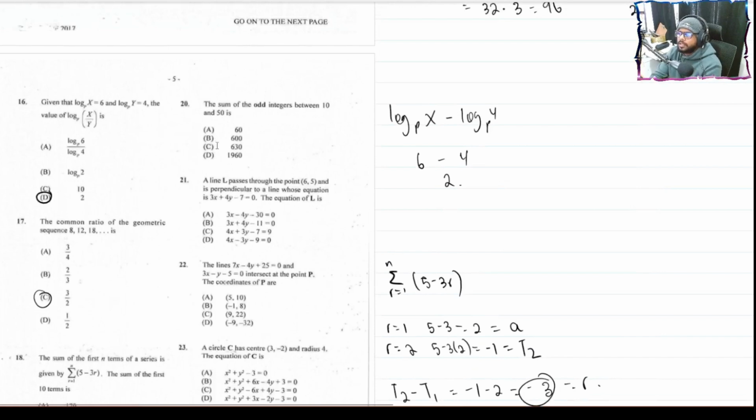The sum of the odd integers between 10 and 50 is, you could go ahead and add it up if you want to. Now, one thing they should have included here, which could be a bit of confusion: do I include 10 and do I include 50? Based on the wording of this question, I will say no. Because they want the sum of the odd integers, it doesn't really matter. So I want from 11 plus all the way up to 49.